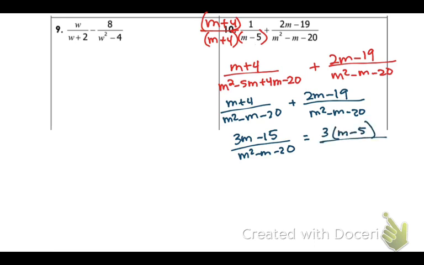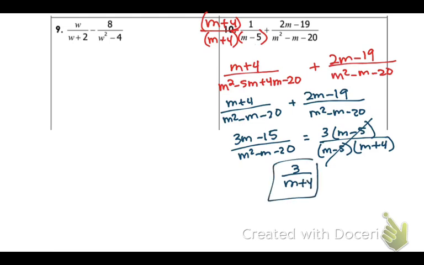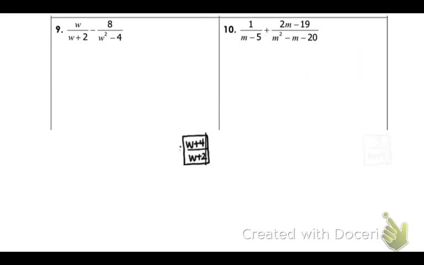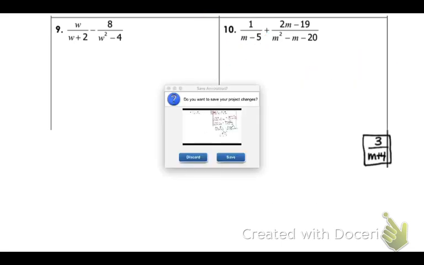And then you're going to factor the bottom. We're going to get m minus 5 and m plus 4. These will cancel. You're going to be left with 3 over m plus 4. And I don't know if that's the right answer, but I think it is. Let's check. Yep, 3 over m plus 4.